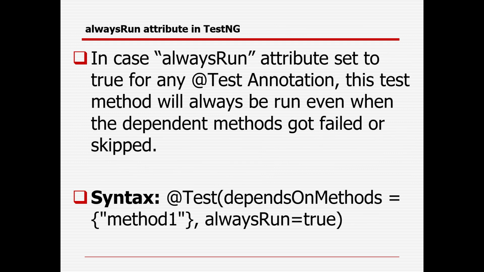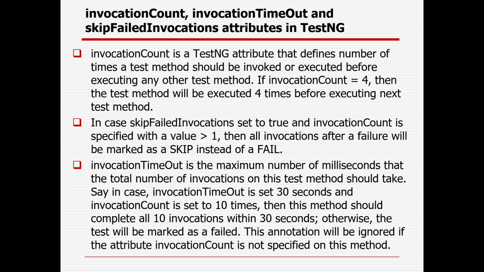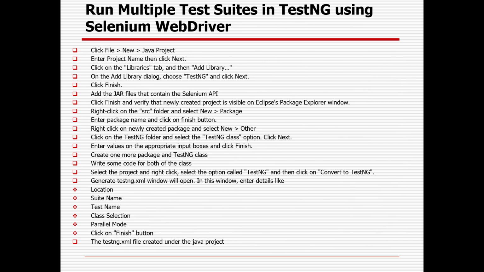With dependsOnMethods, you can make some test case a dependency for the precondition part, and in case your main method is not working, the dependent test will always be skipped. But in case you still want to execute it, you need to use the alwaysRun equal to true attribute.